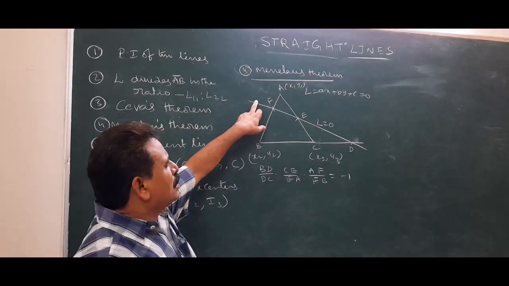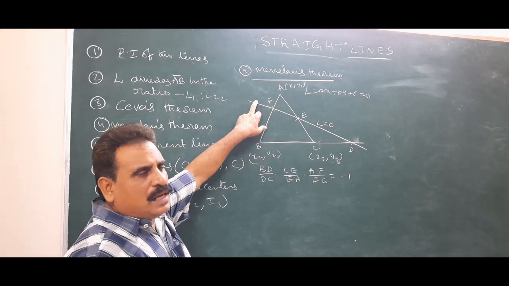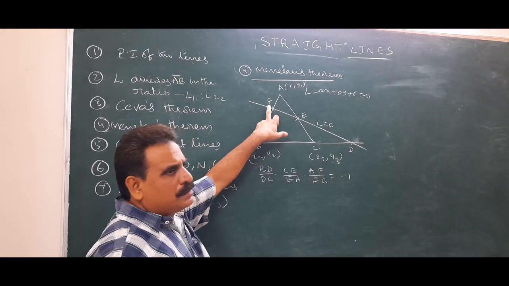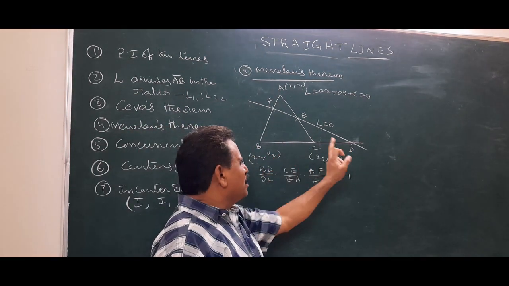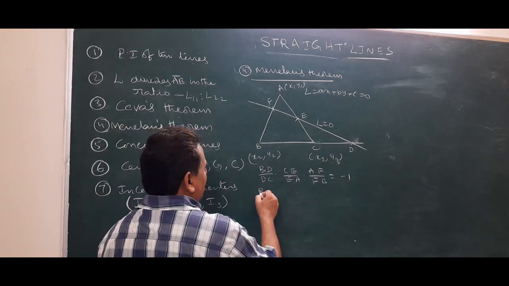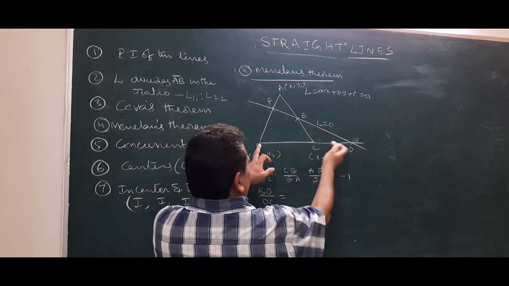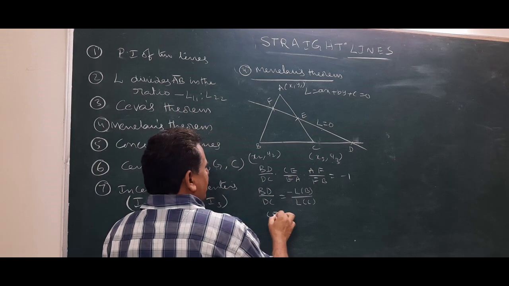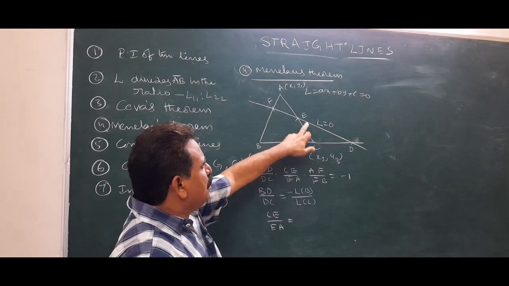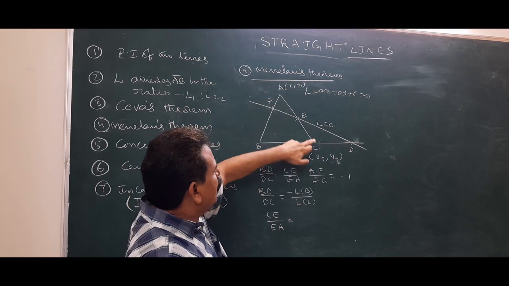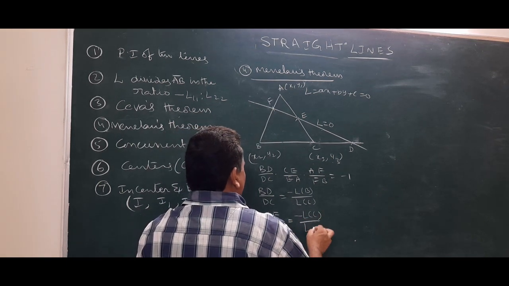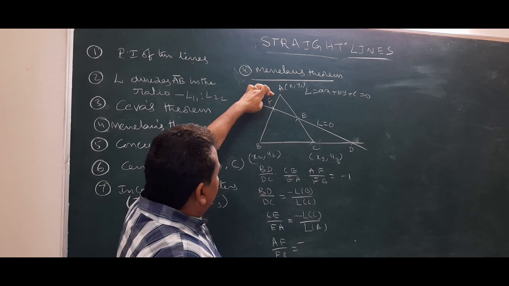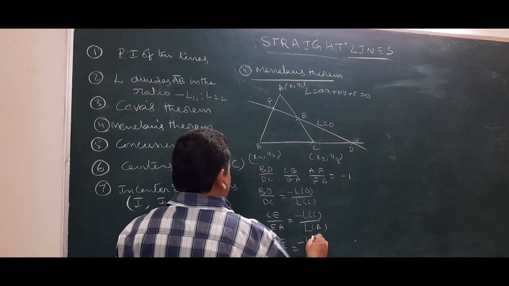Look here. The transversal L, ax plus by plus c equal to 0, cuts BC in D. L divides BC in the ratio BD by DC equal to minus L of B by L of C. In the same way, CE by EA, the same line L divides the join of C and A in the ratio minus L of C by L of A. And AF by FB equal to minus L of A by L of B.